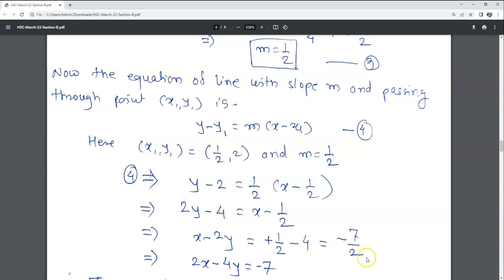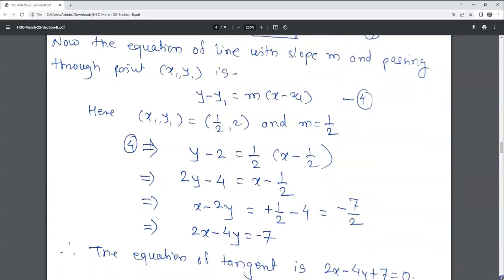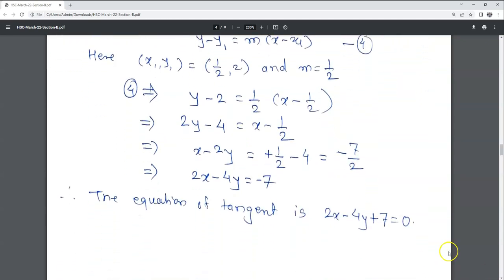Now just remove these denominators. It's always a good idea to remove the denominators from the equations. So when this goes on this side, this 2 goes on this side, 2x minus 4y is equal to minus 7. So this is the equation of the tangent.